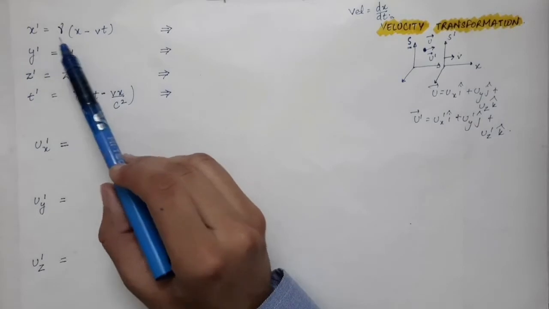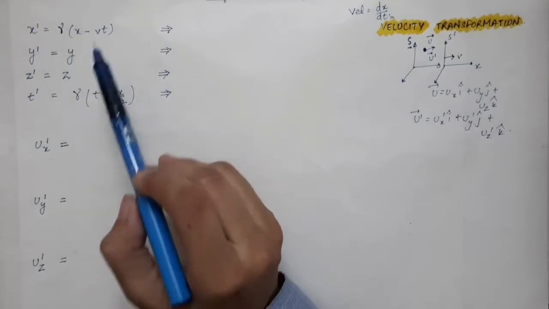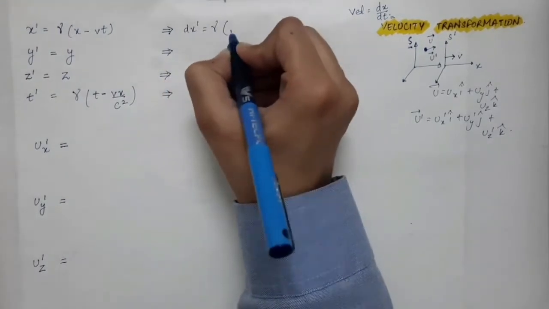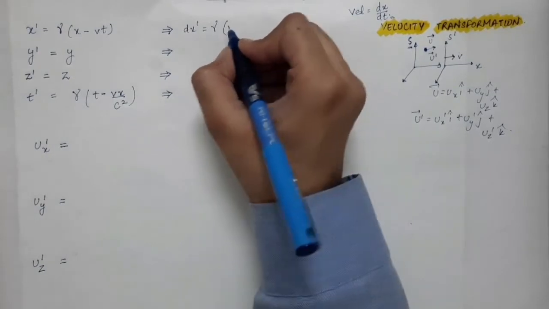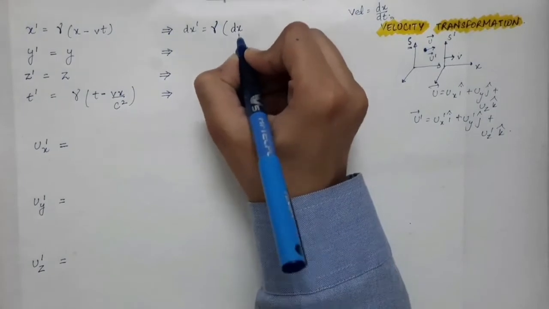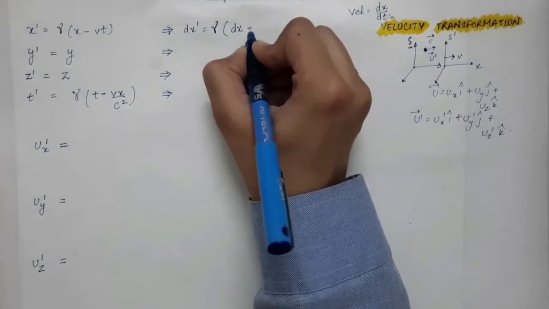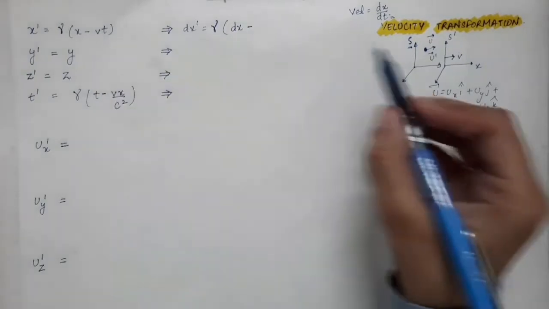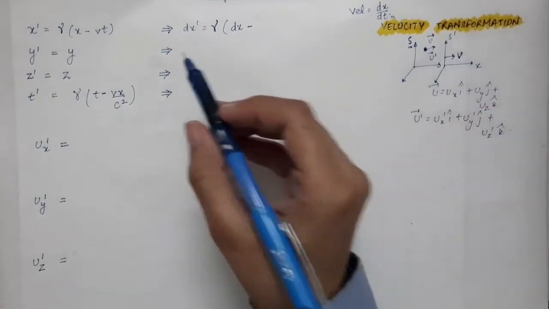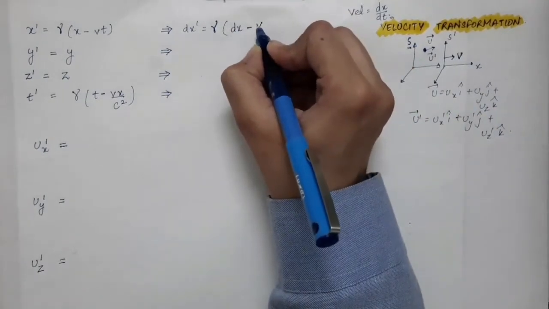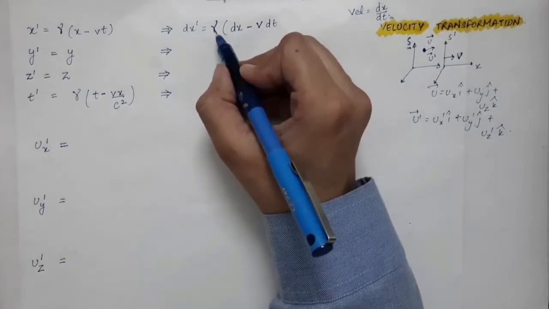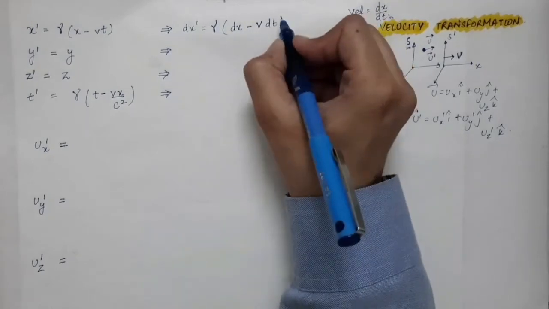So first of all, we are going to take the derivative of all these four equations. The derivative of the first equation will be dx prime is equal to gamma times, so gamma is a constant, it will be taken outside, it is treated as a scalar, and inside the bracket you will have dx, the derivative of x, minus v, which is the velocity of this S prime frame and is taken as constant, a scalar in this case. So v will be taken outside into dt, and this gamma is also a constant, it will be taken outside.